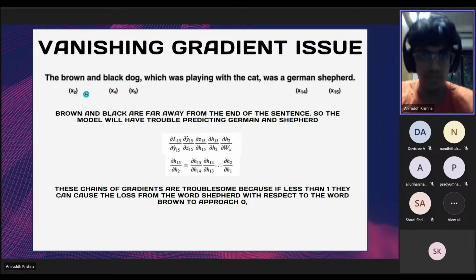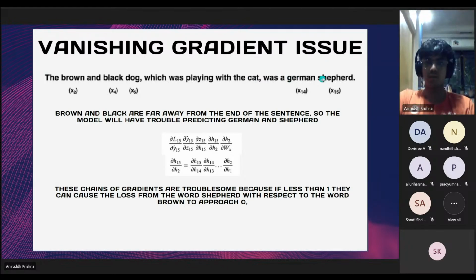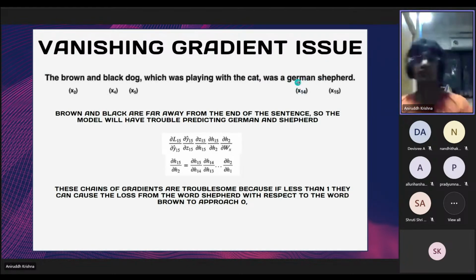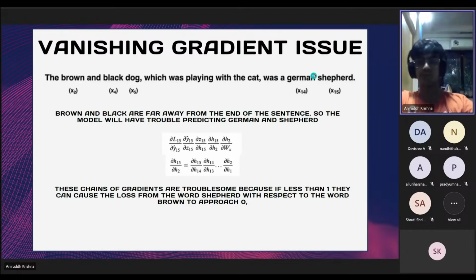So here, for example, if we give part of this sentence to the model and we want it to predict German Shepherd, or if we ask it, what was the color of the dog? What was the color of the German Shepherd more like? If the model backpropagates, brown and black is quite far away from German Shepherd.